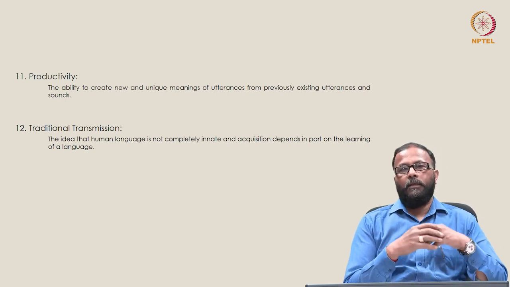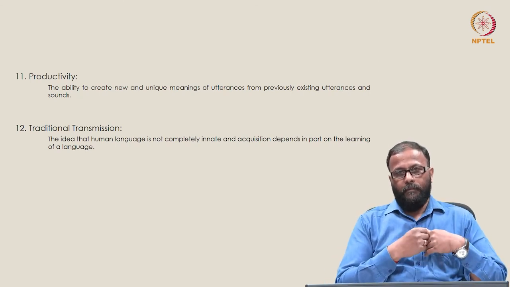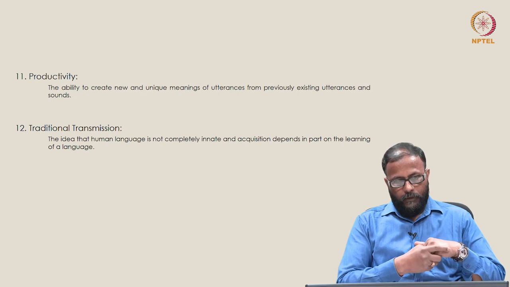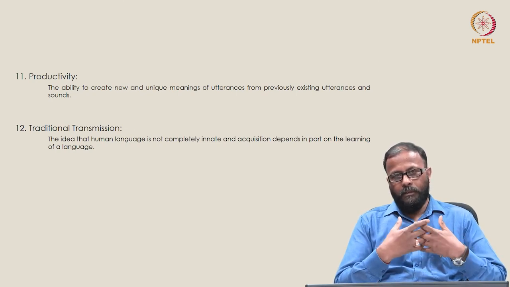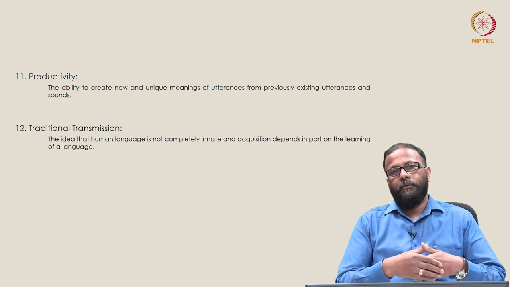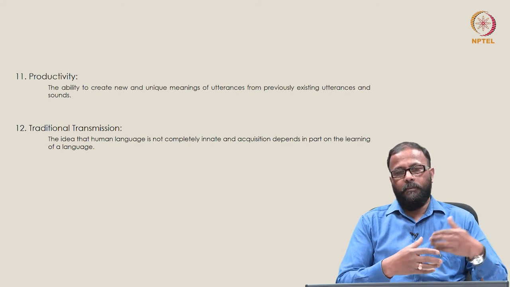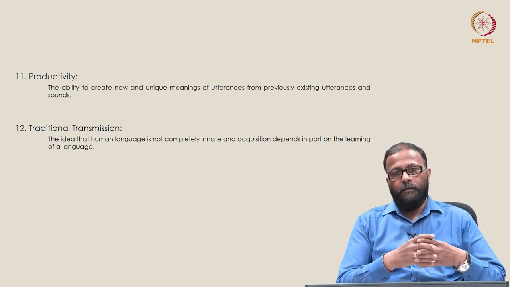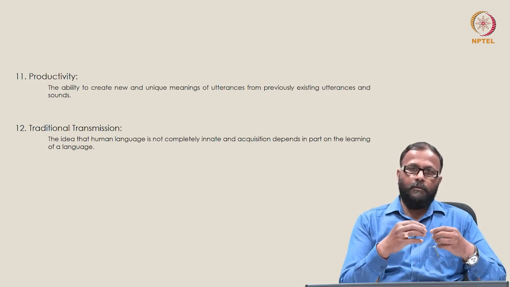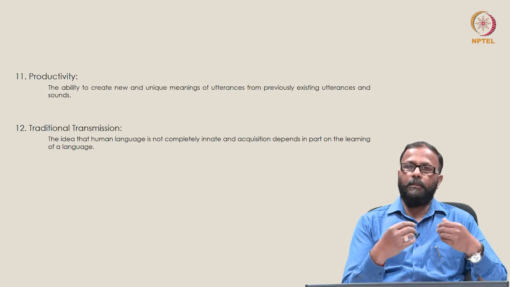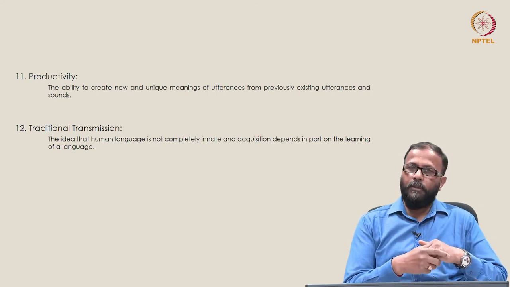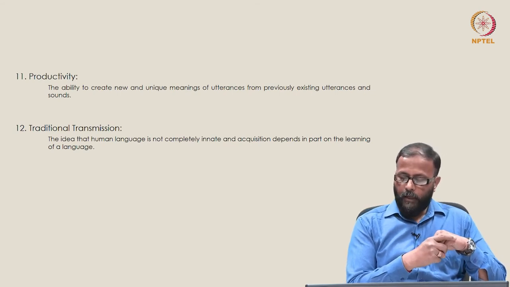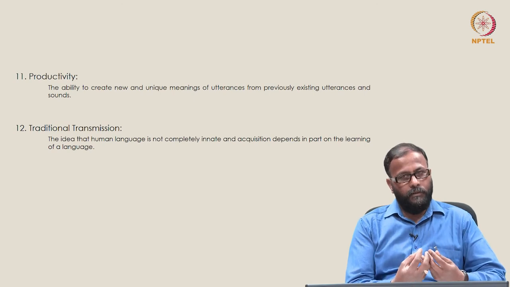So, when the human child is born, the child acquires language in a social environment, right? And it is transmitted traditionally. That is the only reason why, suppose a Hindi speaking parent adopts, let's say, a Tamil speaking child from Tamil speaking parents, the child will acquire Hindi as mother tongue, not Tamil, because language is not genetically transferred, it is learned in a social environment. Traditional transmission means that language is not completely innate, and acquisition depends in part on the learning of a language in a particular social environment.